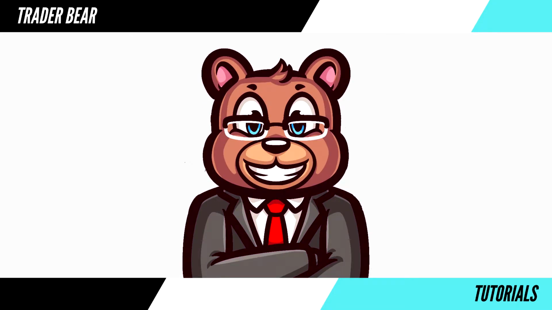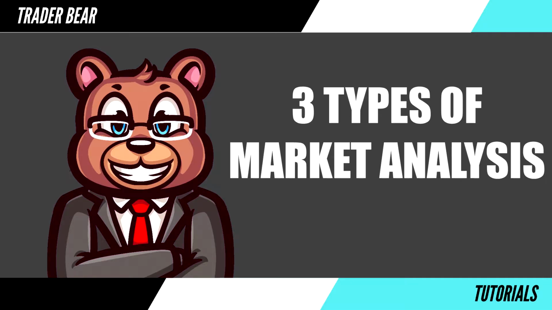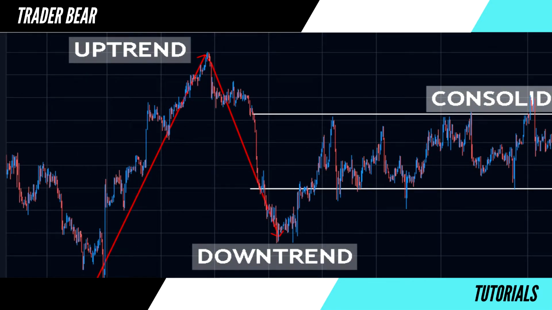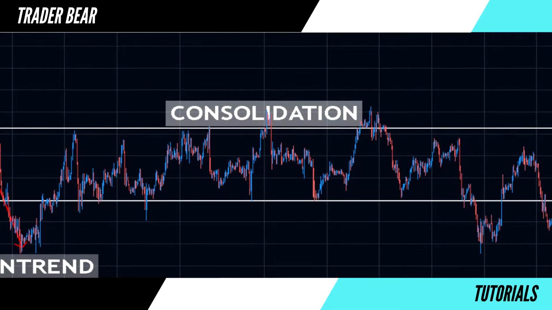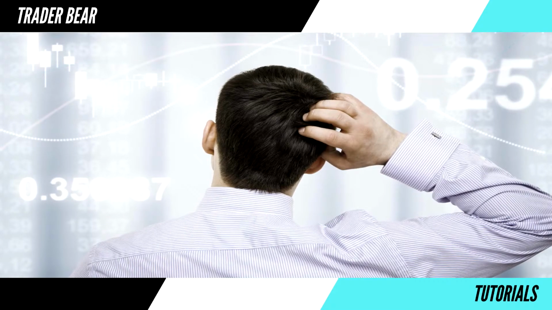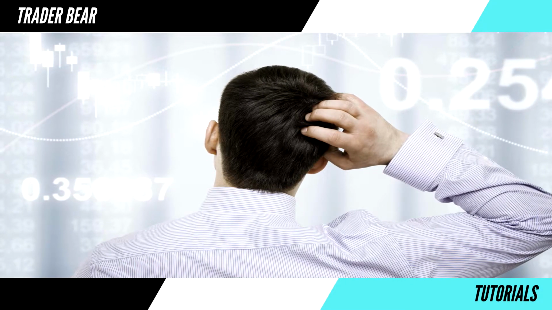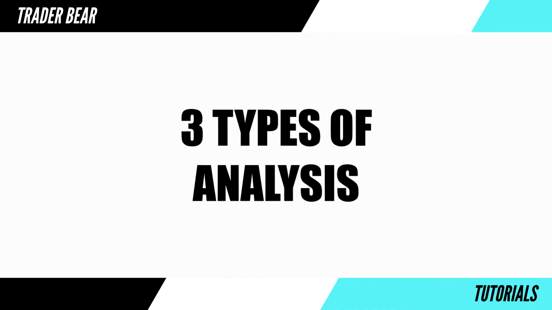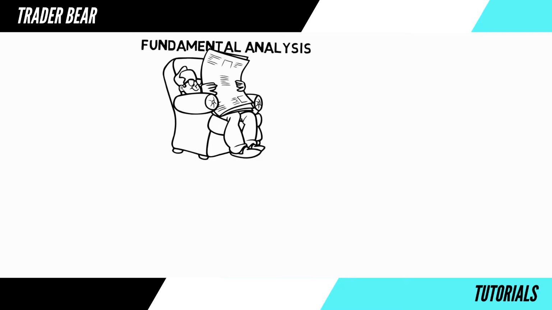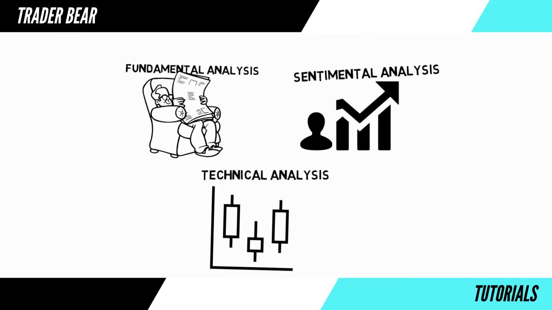And in this one, we'll be talking about the three types of market analysis. Now, as you may already know, the markets move up and down and occasionally sideways. But the question is, if we want to make money trading, how do we know which direction the markets will be going next? Well, there are three types of market analysis that can help you with that: fundamental analysis, technical analysis, and sentimental analysis.